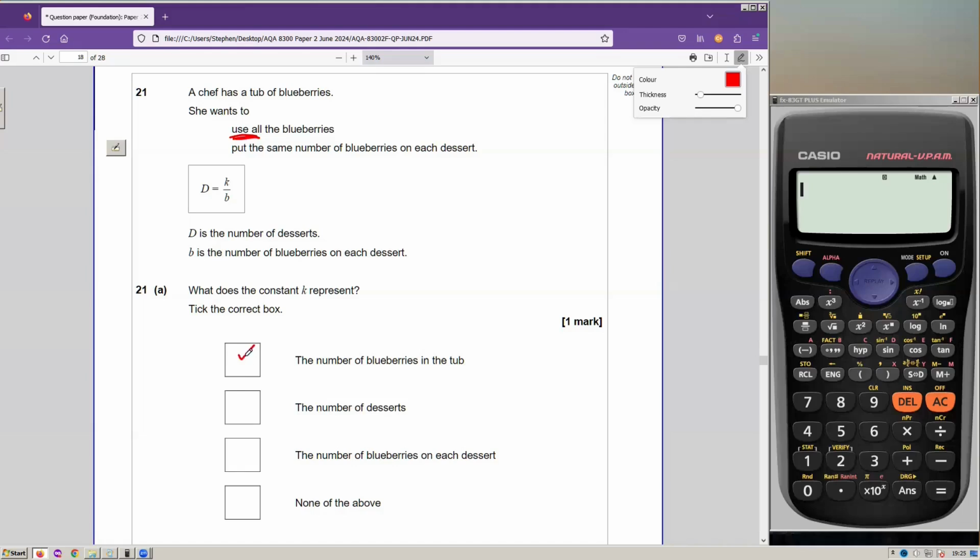Got to tick it. But a way of thinking about this, say the tub had 20 blueberries in it. All right. And you had to use four blueberries on each one. You'd end up with 5 desserts, wouldn't you? Okay, so that works. Maybe you don't need to show that, but that's my reasoning.